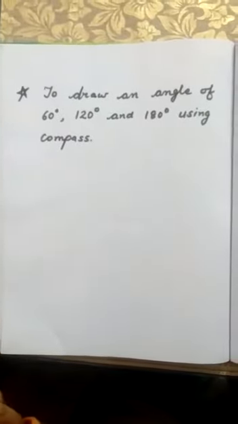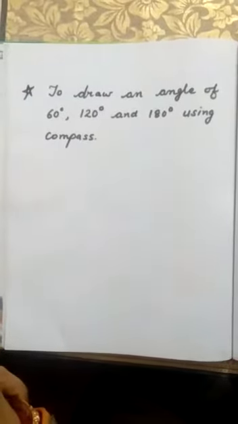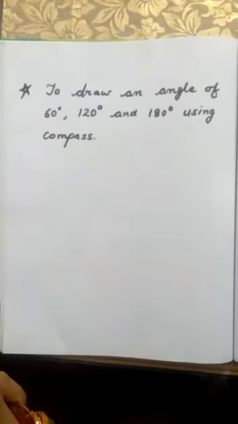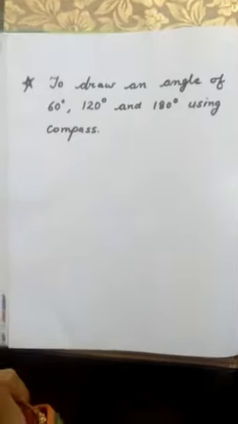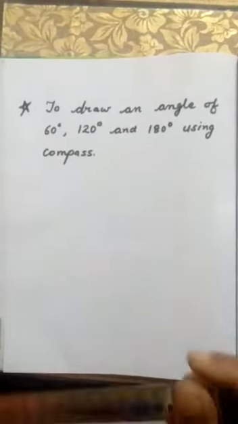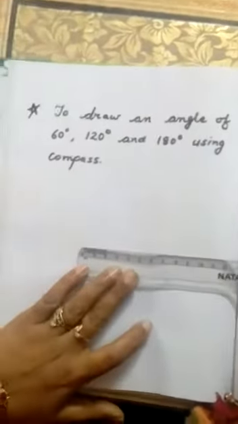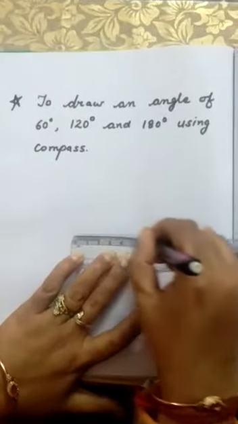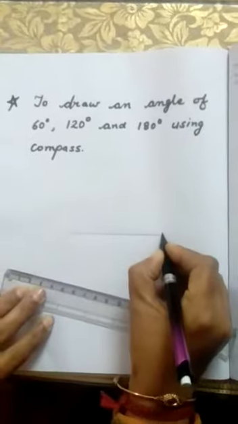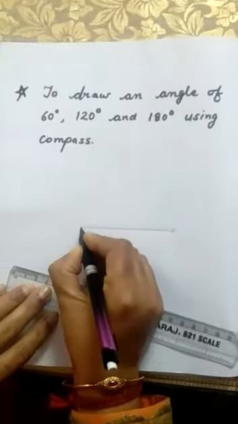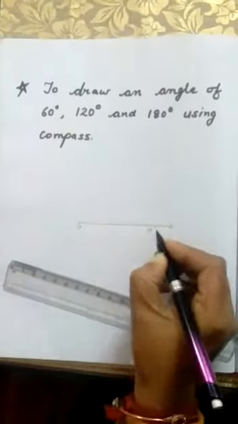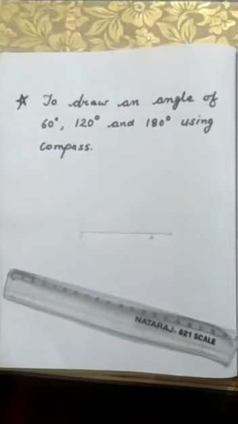Hello students, today we will learn to draw the angles of 60 degree, 120 degree and 180 degree using compass. For that you need to draw a ray which will be the baseline of the angle. This is the ray. It can be of any length and you will name it as OA. This is ray OA.